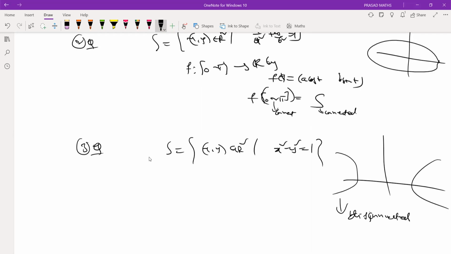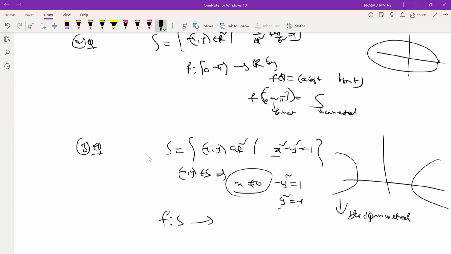It's the same strategy. If you take any point in S, this x should not be 0, right? Because if x equals 0, minus y square equals 1, therefore y square equals minus 1. There is no real number whose square is minus 1, right? So x should not be 0. If x is 0, you get a contradiction. So therefore, x should not be 0.